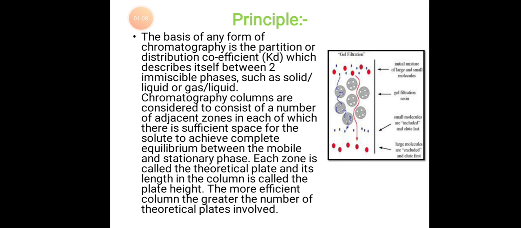Coming to the principle of this technique, the basis of any form of chromatography is the partition or distribution coefficient, which describes how a solute distributes itself between two immiscible phases, such as solid or liquid, or gas or liquid. Chromatography columns are considered to consist of a number of adjacent zones, in each of which there is sufficient space for the solute to achieve complete equilibrium between the mobile and stationary phase. Each zone is called a theoretical plate and its length in the column is called the plate height. The more efficient the column, the greater the number of theoretical plates involved.